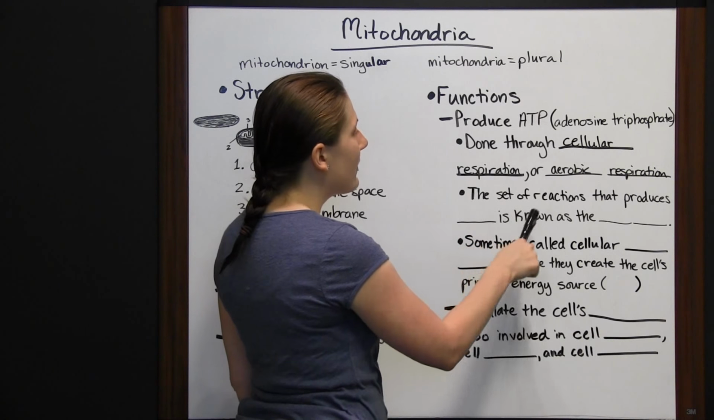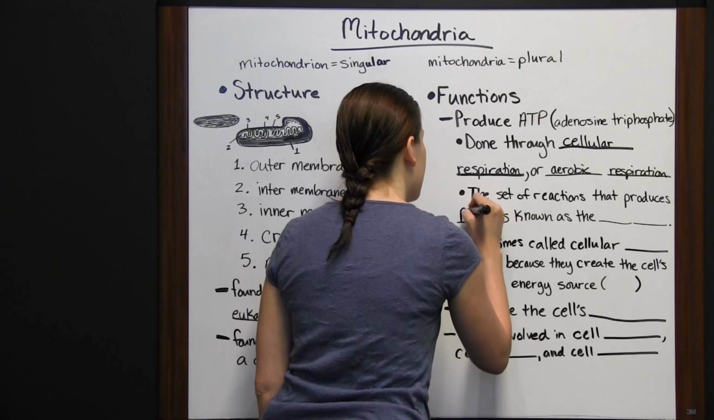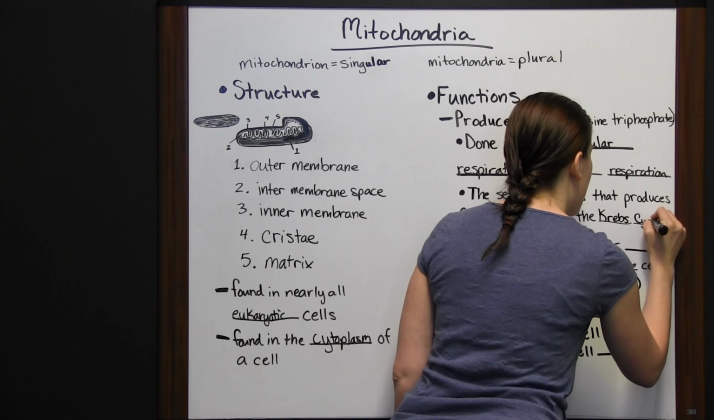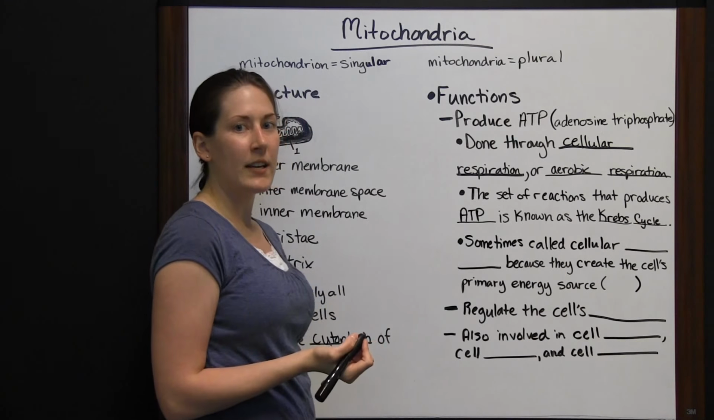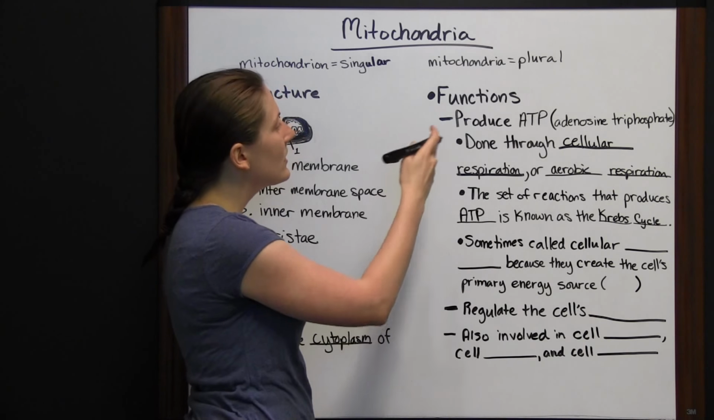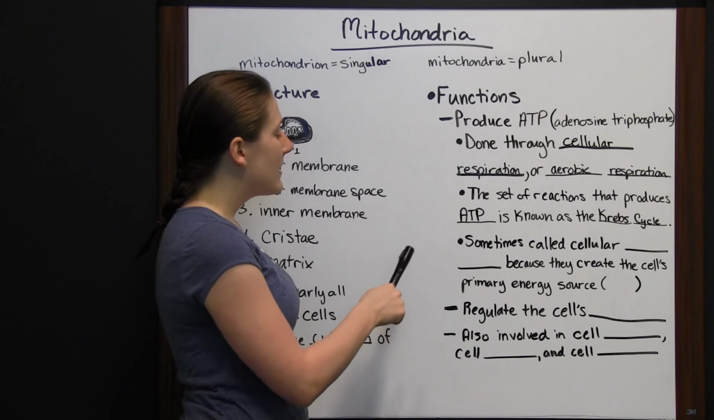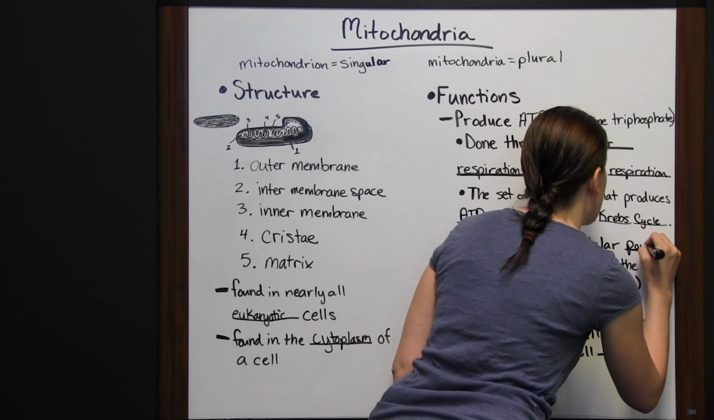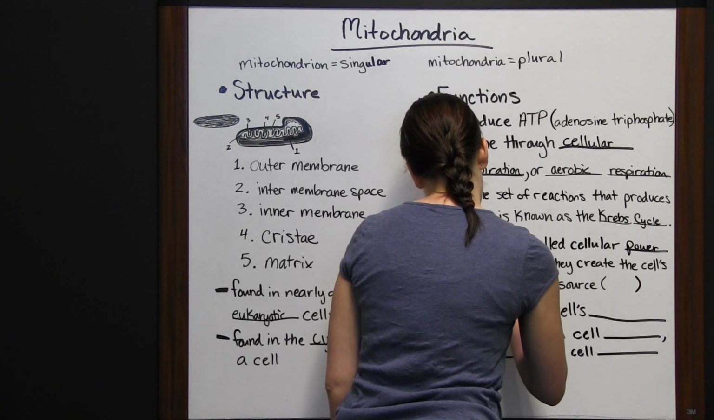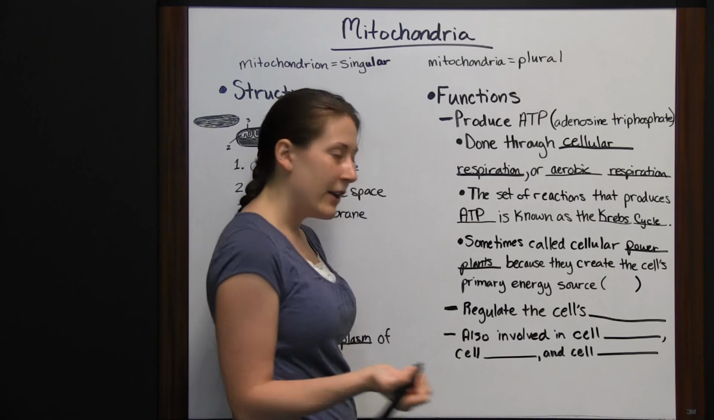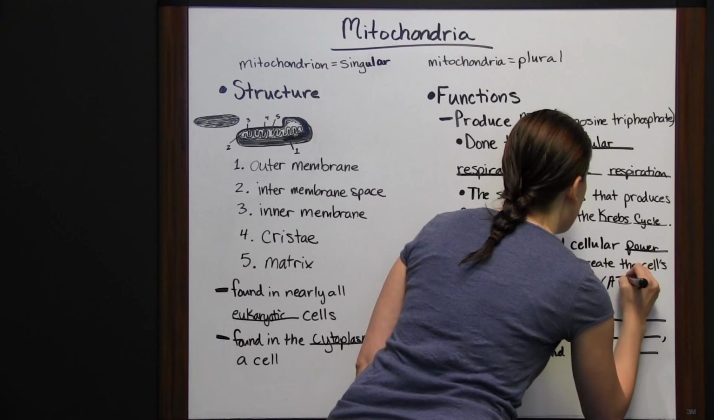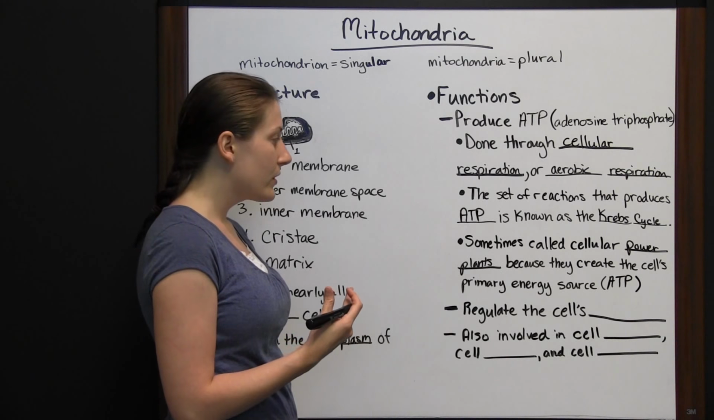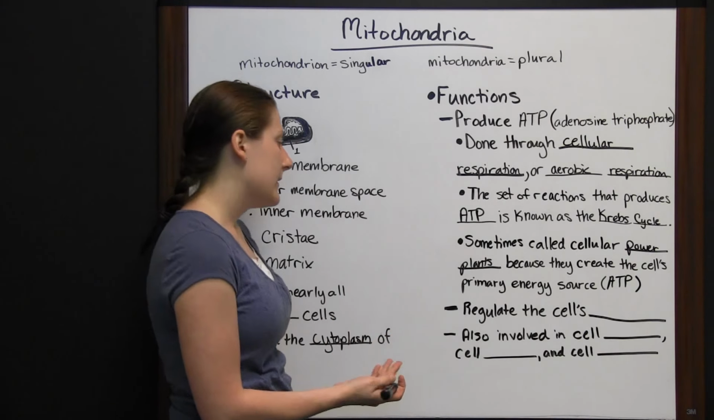Now, the set of reactions that produces ATP is known as the Krebs cycle. So, the mitochondria is involved in the Krebs cycle because it goes through some of those reactions to produce ATP. And the mitochondria is sometimes called cellular power plants or powerhouses because they create the cell's primary energy source, which is ATP. So since they create the primary energy source that the cell has to use, they are called cellular power plants.